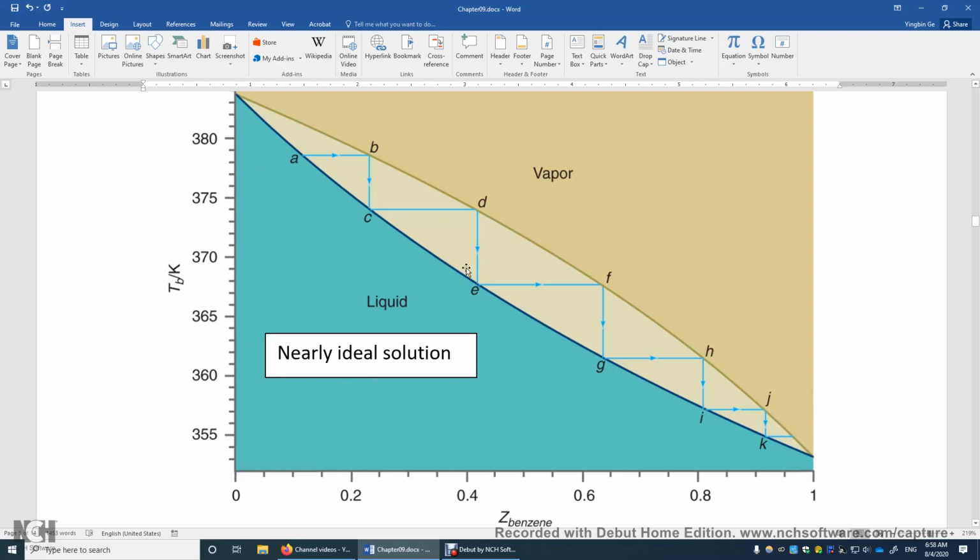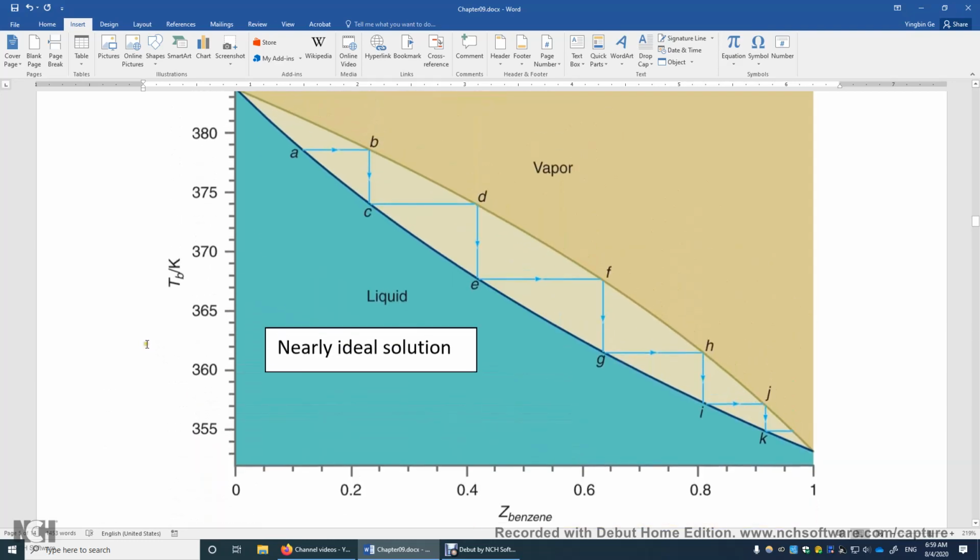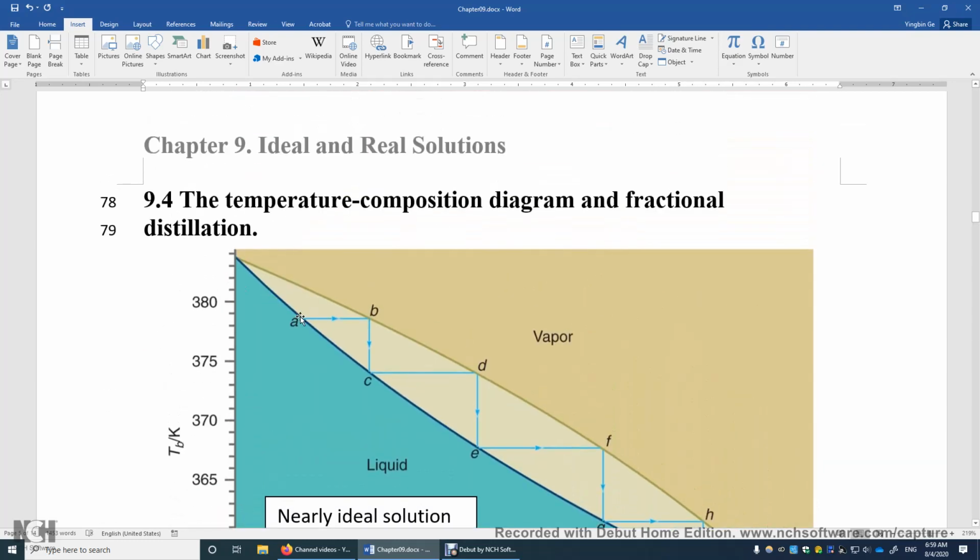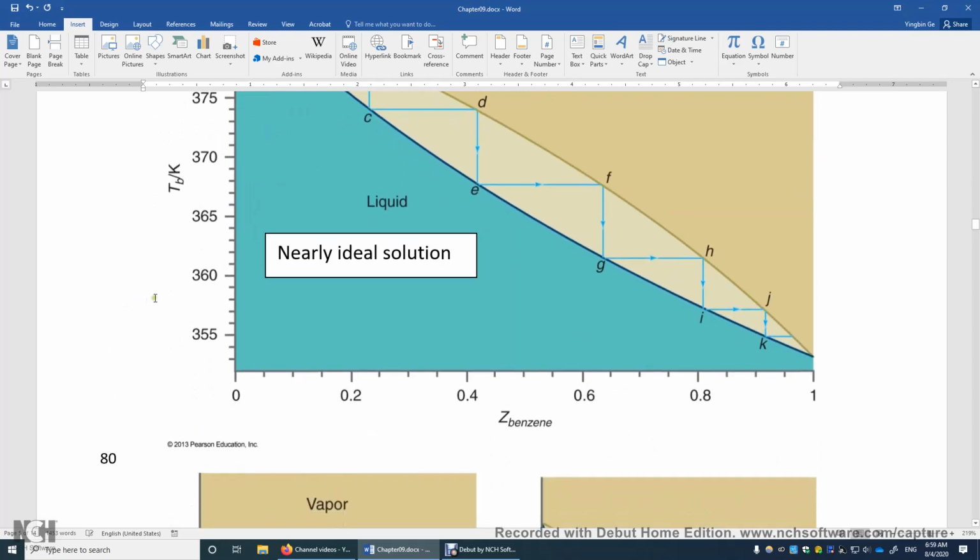Of course, don't throw away all those liquid phases. They can be used to make pure toluene. All right. But of course, you have to kind of go up. You have to go up to get pure toluene.